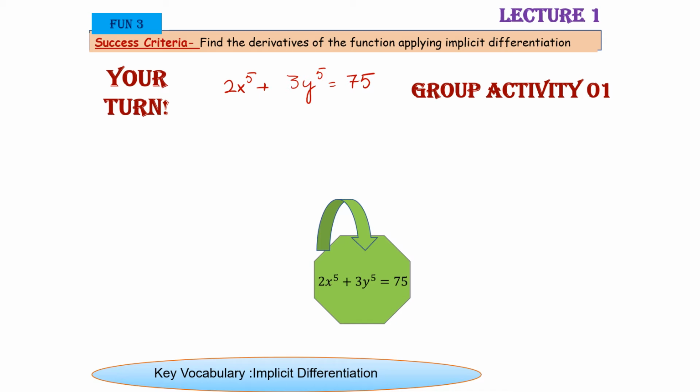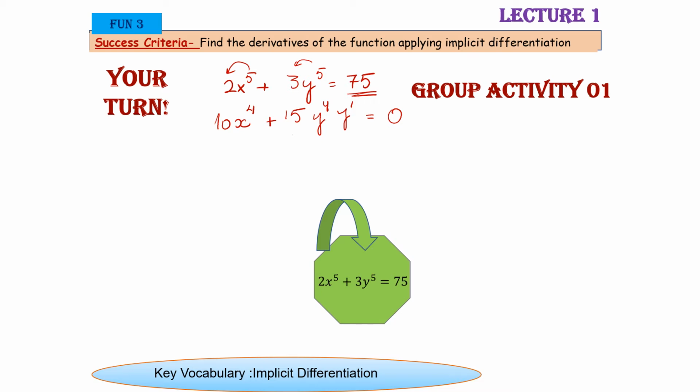Now here we are applying the power rule. So 5 times 2, along with the constant multiple rule, gives you 10. x to the power, from the power subtract 1, you will get 4. Then 5 times 3 gives you 15, y to the power 4, but write down the y prime in the end, equals 0 because 75 is a constant.